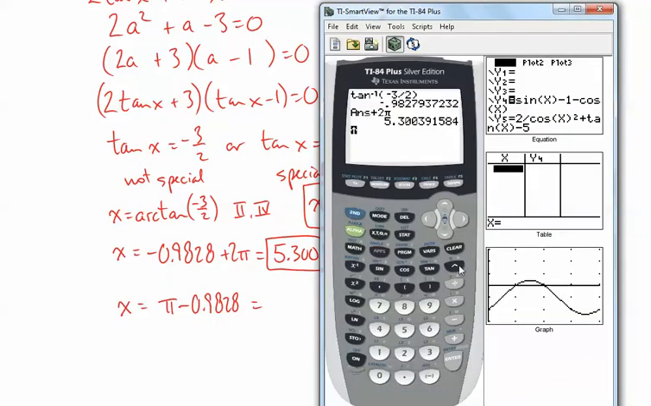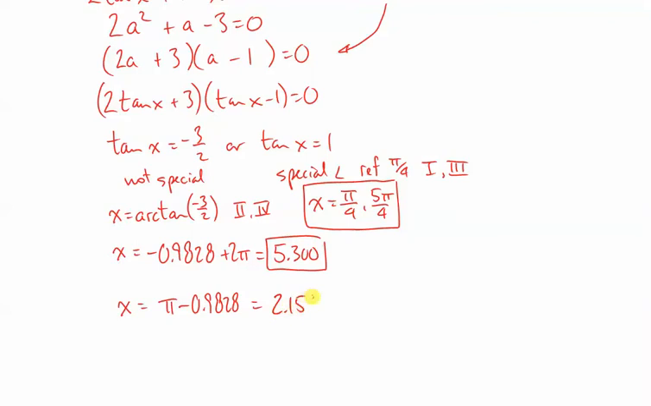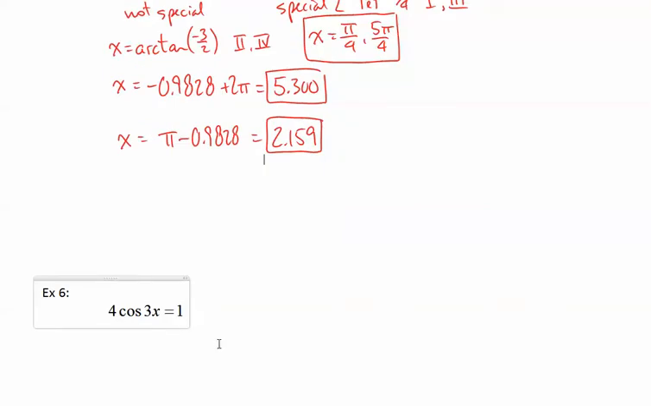So let's try that. Pi minus 0.9828, and I get 2.159. So 4 answers, 2 of them exact, 2 of them approximate, and that's how you do a quadratic trig equation. I got one more to cover with you, and that's right here.